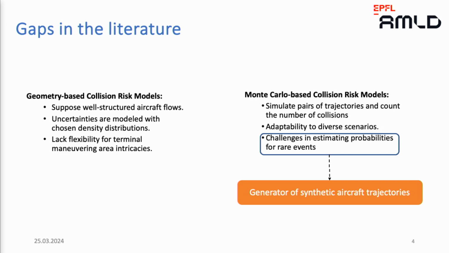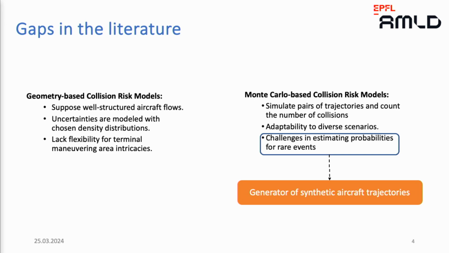So if we want to estimate the risk of collision, of course, we need a collision risk models. And I'm not the first one to try to do that. It exists quite a lot of collision risk models in the literature, and they can be divided into two main groups. The first one is what I call the geometry-based models. Those are models that are making a lot of assumption on the trajectories themselves with well-structured aircraft flows. So basically, trajectories that are flying with constant altitude, constant speed. And we also have some uncertainties on the position, on the speed as well, that are modeled with chosen density distribution. So we have a lot of assumption with those geometry-based models.